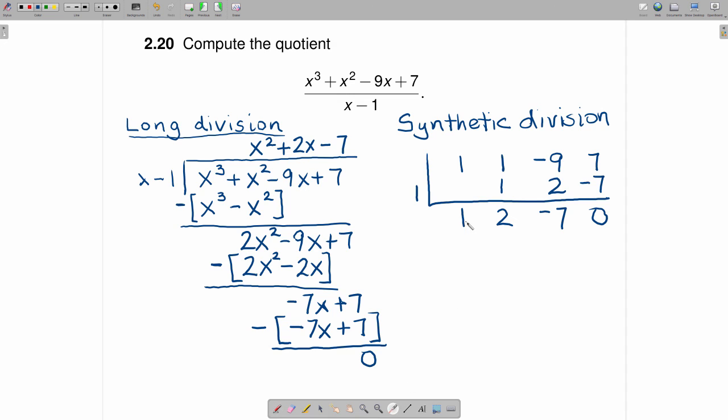This 1, 2, negative 7 that you see at the bottom here with no remainder, those are the coefficients here, 1, 2, and negative 7. So in this particular case, either way, either by long division or by synthetic division, the quotient of those two polynomials is x squared plus 2x minus 7.